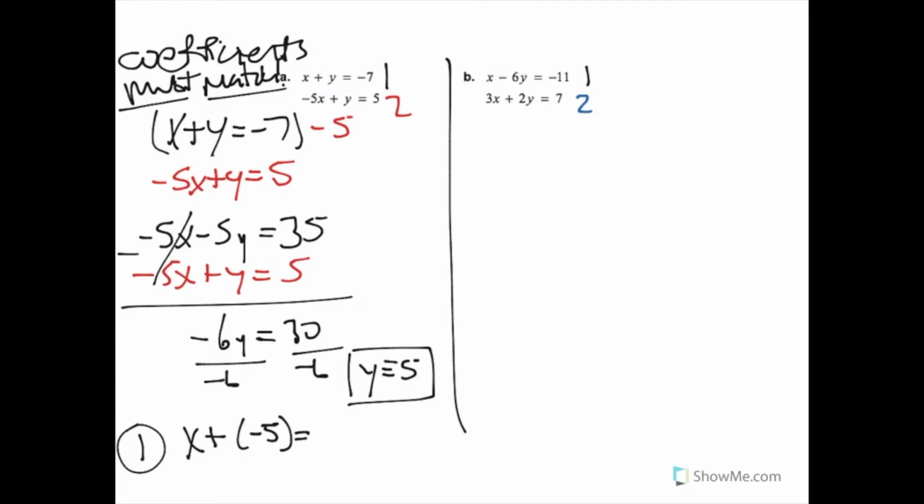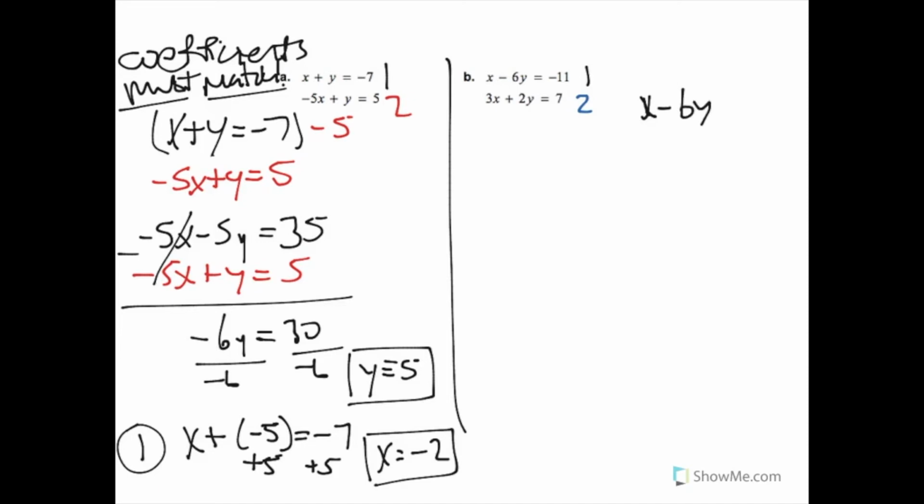Hopefully you caught that. You're going to take that -5 and go back to the first equation, which we have x plus y is equal to -7. I'm going to substitute that -5 for y, solve through it, and I find out that x is equal to -2. So that's one example.